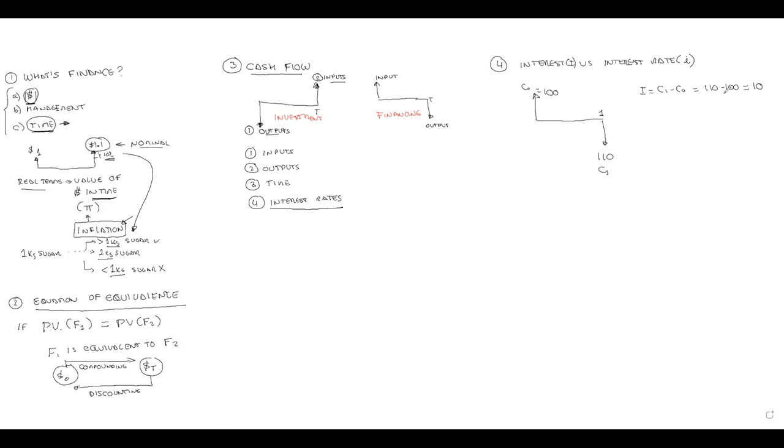Now, what is the interest rate? My interest rate is simply my interest divided by my C0. So, basically C1 minus C0 over C0 is the same. In this case, this is going to be 10 divided by 100. So my interest rate equals 10%. Okay, so the interest rate is a relative term. It's relative to the initial investment. And the interest is an absolute term, it is simply how much money you are paying in absolute numbers.